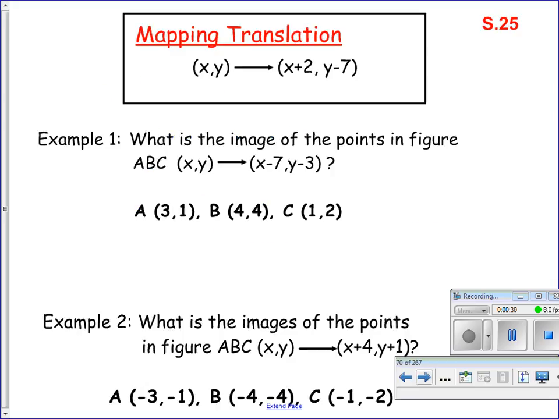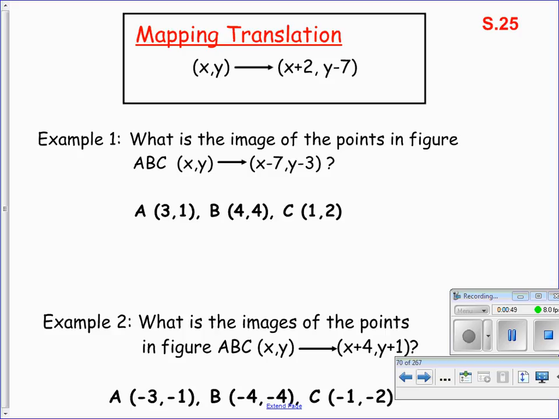Today, we are learning what is called the mapping translation. So (x, y) is my ordered pair, and now I am telling you to translate an object, and I give it to you in a mapping symbolic way: (x + 2, y - 7).